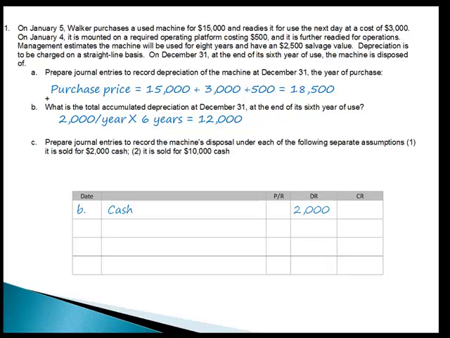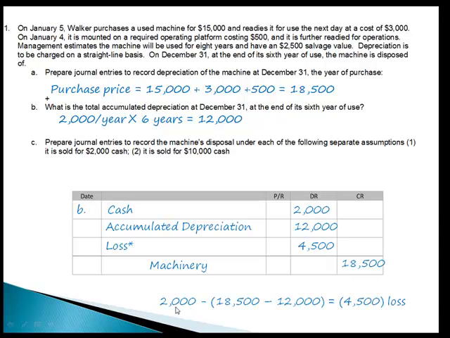Take the asset off the books at the purchase price, so $18,500. Take accumulated depreciation with it at $12,000. And then finally, you want to figure out your loss. Again, you take your cash minus the book value of $6,500, which equals a $4,500 loss. Losses are like expenses, they're debited.